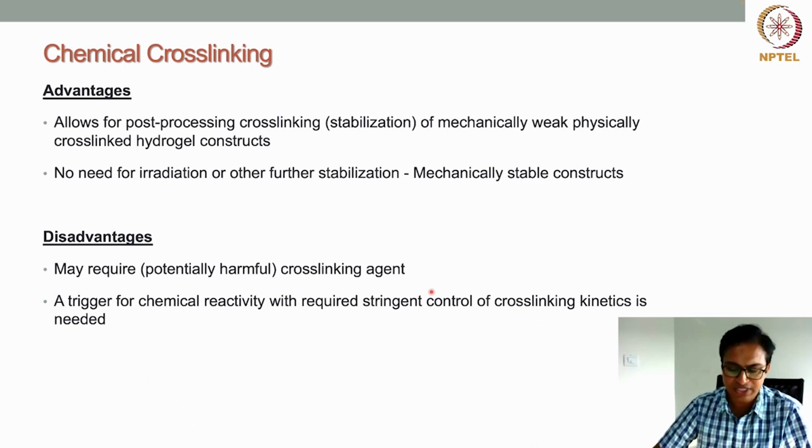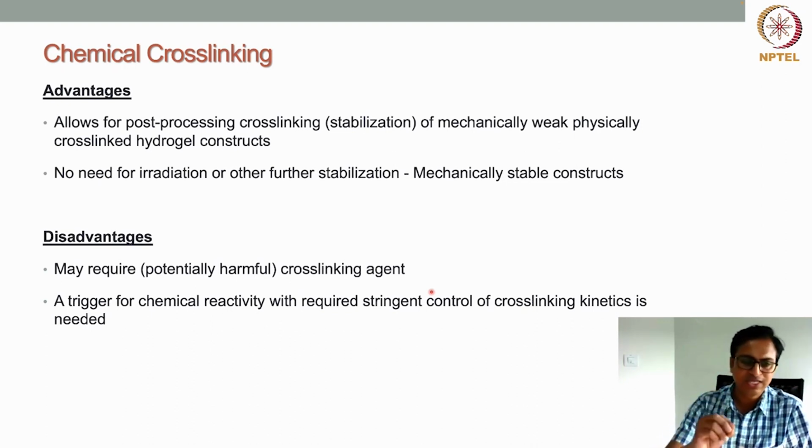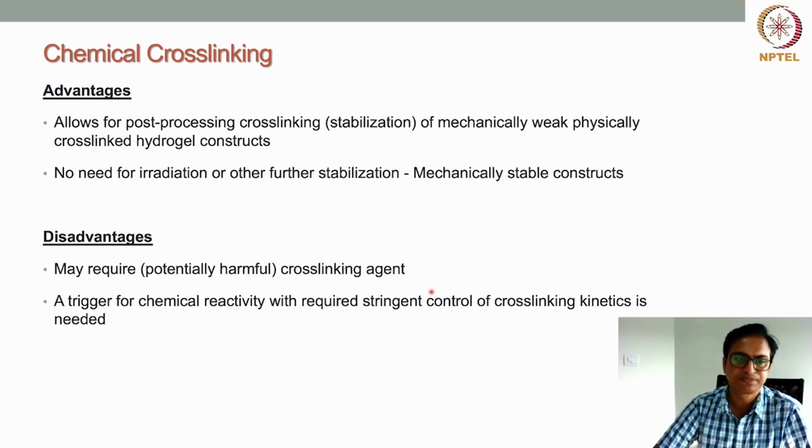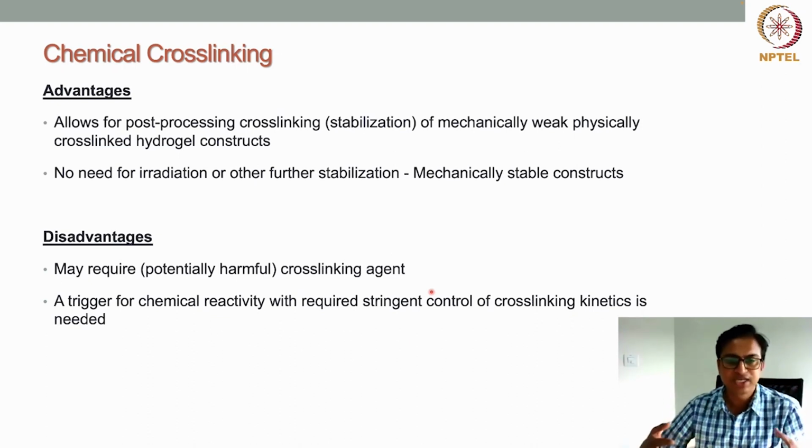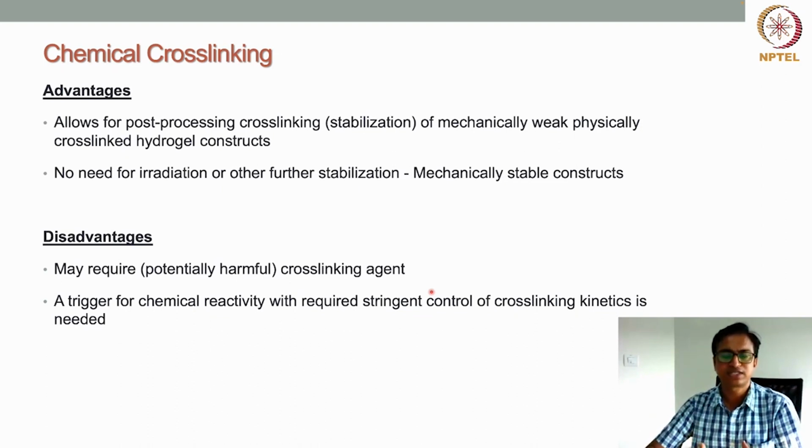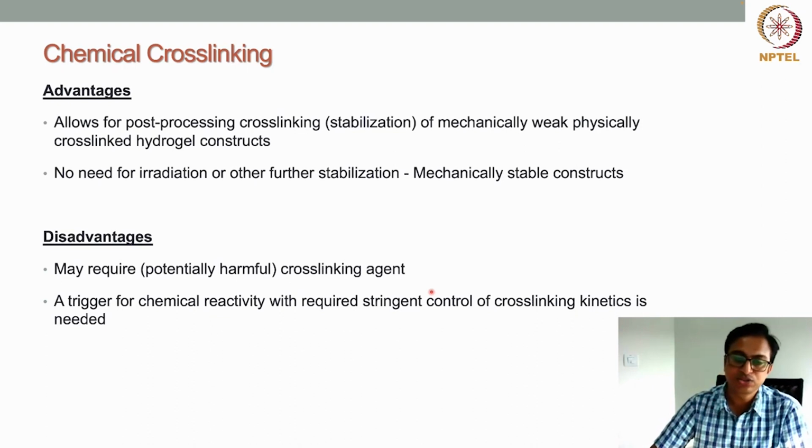Because in bioprinting, for chemical cross-linking, most of the time the chemical cross-linkers and everything are added within the system or within the bioink. Then the bioprinting process is done, and after bioprinting the chemical reaction slowly starts and the structure gets stabilized or cross-linked. So how to trigger and control the chemical reactivity, the kinetics of this cross-linking, is a tricky thing.